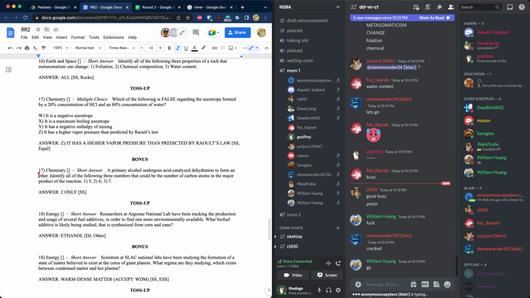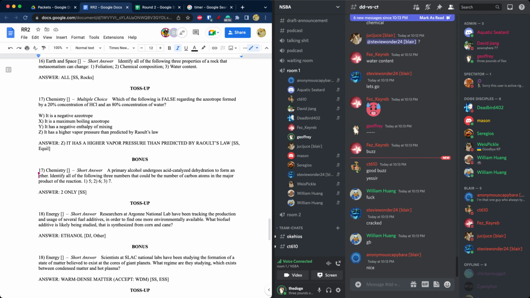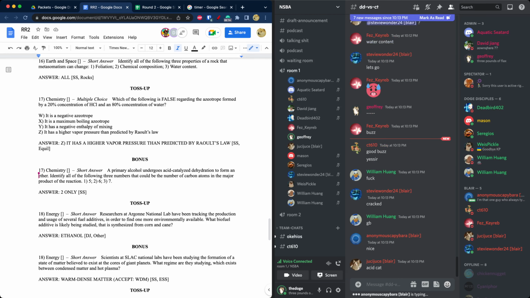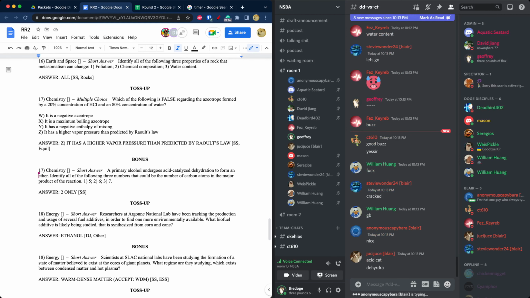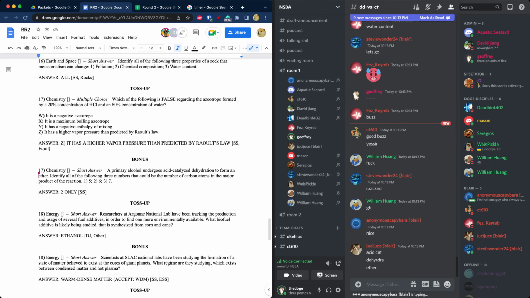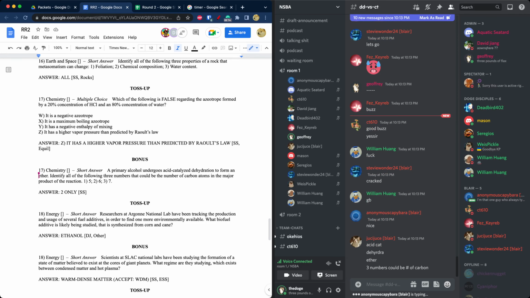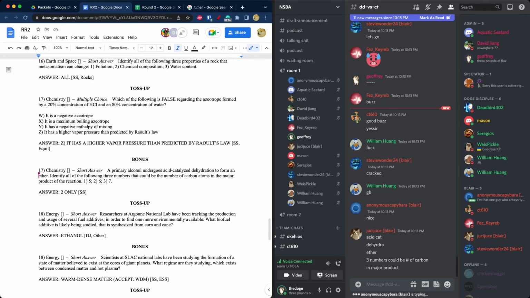Bonus chemistry short answer. A primary alcohol undergoes acid catalyzed dehydration to form an ether. Identify all of the following 3 numbers that could be the number of carbon atoms in the major product of the reaction. 1. 5. 2. 6. 3. 7.